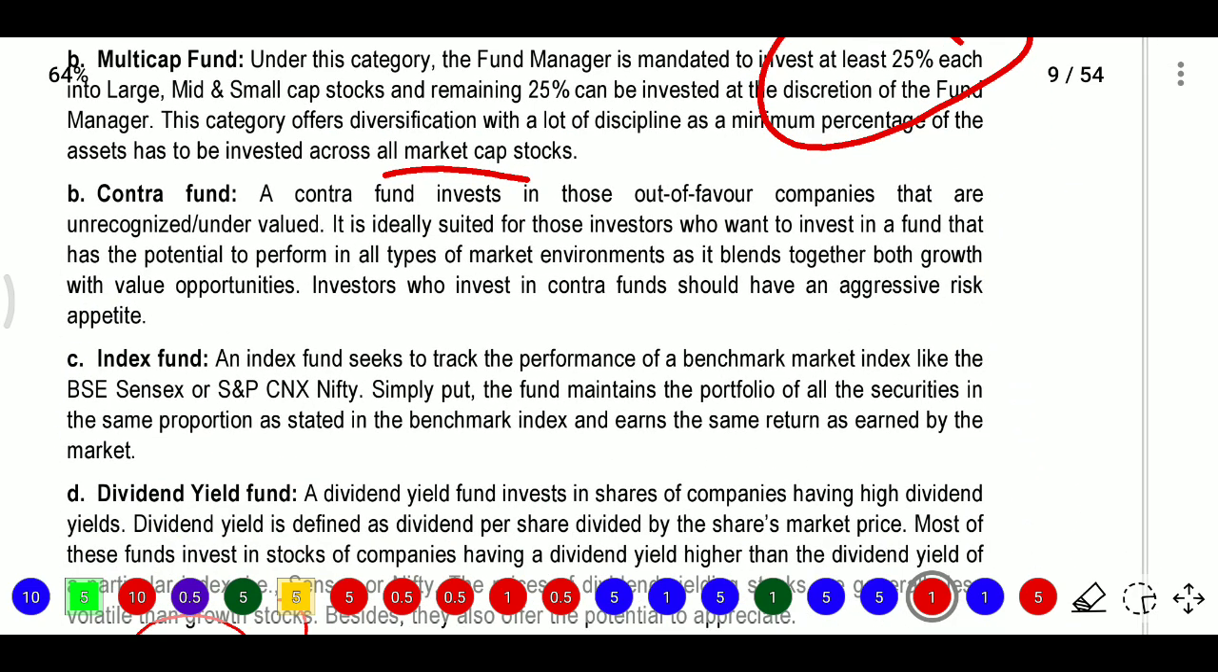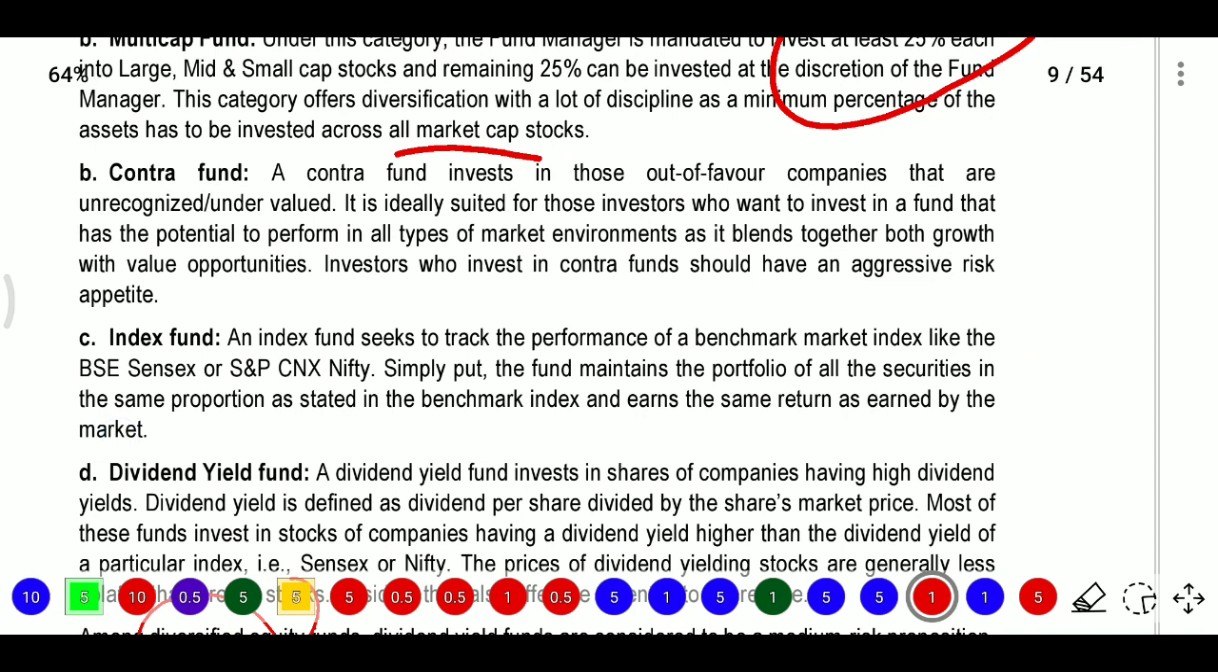Contra funds invest in those out of favor companies that are unrecognized or undervalued. So it is ideally suited for those investors who want to invest in a fund that has the potential to perform in all types of market environments, as it blends together both growth with value opportunities. Investors who invest in contra funds should have an aggressive risk aptitude.